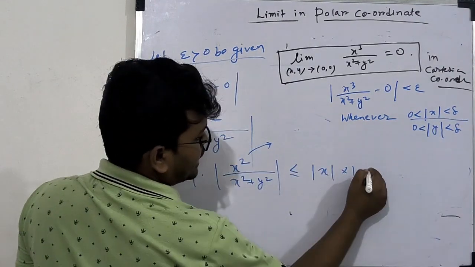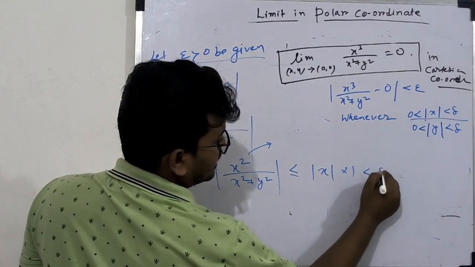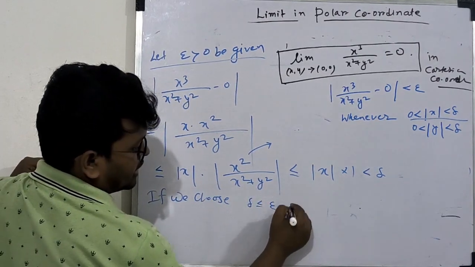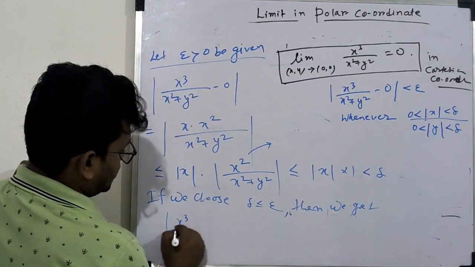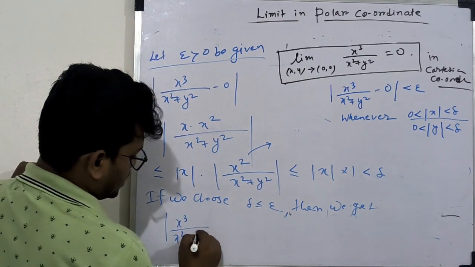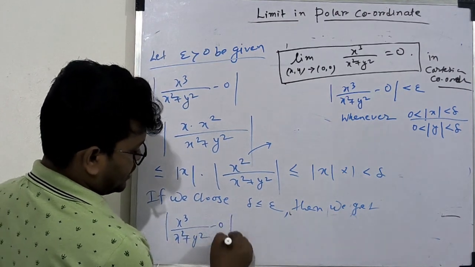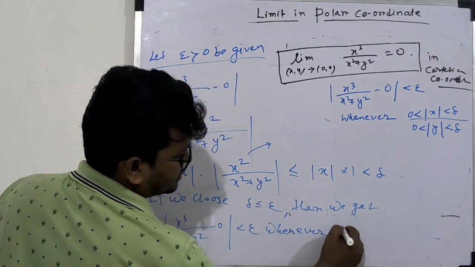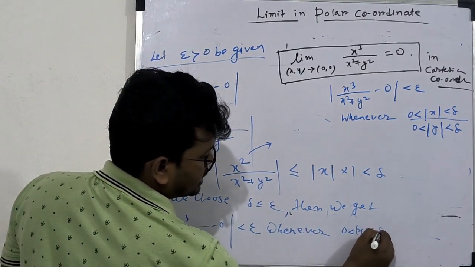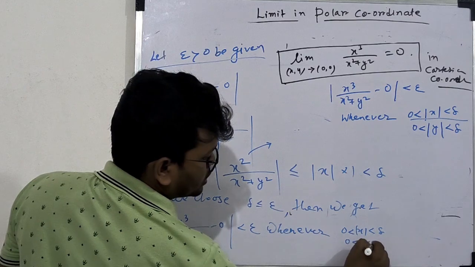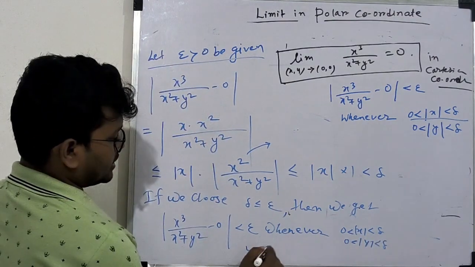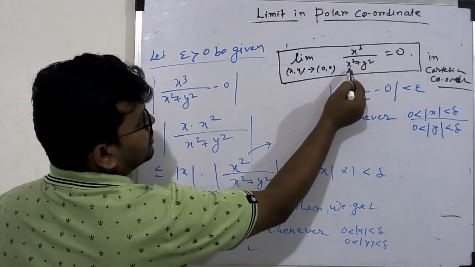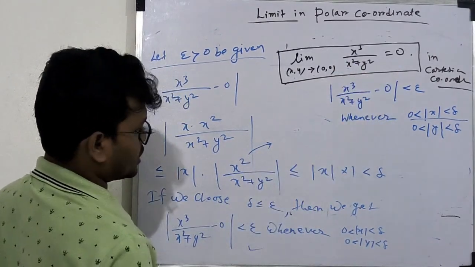We use this inequality, and we get that this is less than delta. So if we choose delta less than or equal to epsilon, then we get |x cube divided by x square plus y square minus 0| less than epsilon, whenever 0 less than modulus x less than delta and 0 less than modulus y less than delta. So from this we can say the limit as (x, y) tends to (0, 0) of x cube divided by x square plus y square equal to 0. That's it.